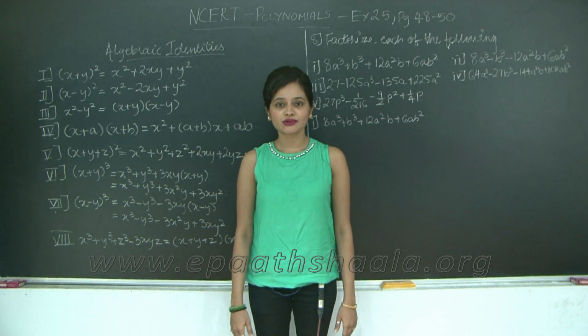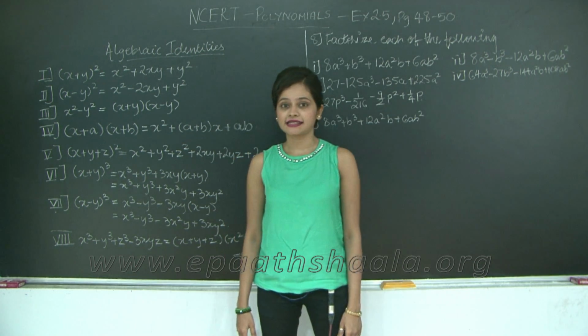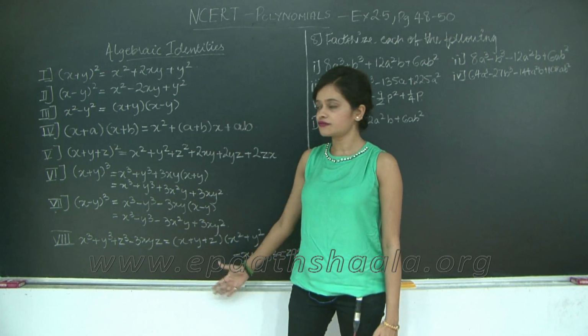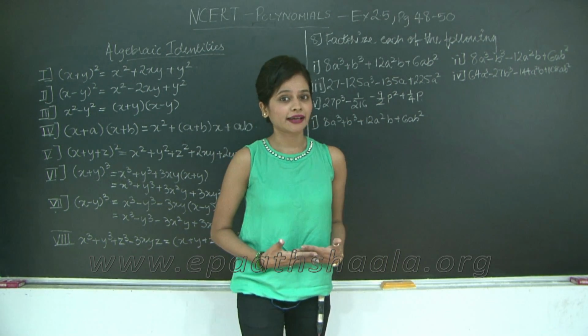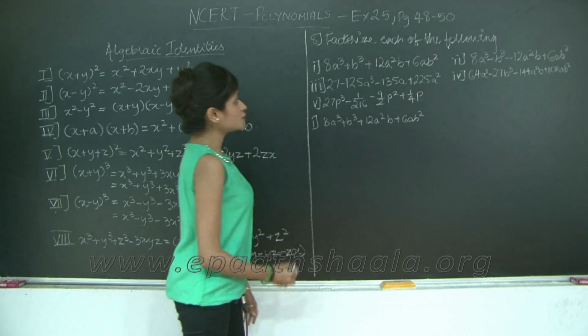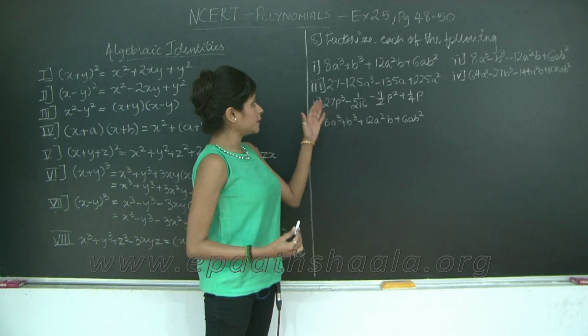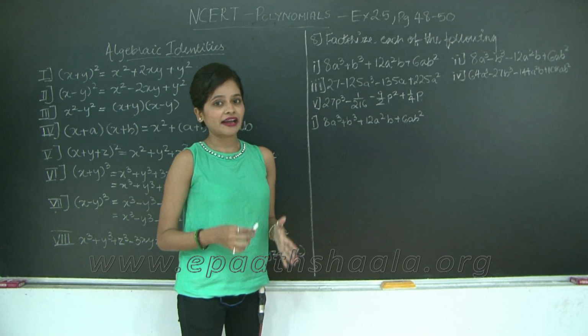Hello students, let's continue with polynomials, exercise 2.5, which is based on algebraic identities. So here are our identities from 1 to 8. We have learned them in the previous class. So quickly, without wasting time, let's move on to the 8th sum. We need to factorize each of the following. That means these are the sums and we have to write them into products of their factors, right?